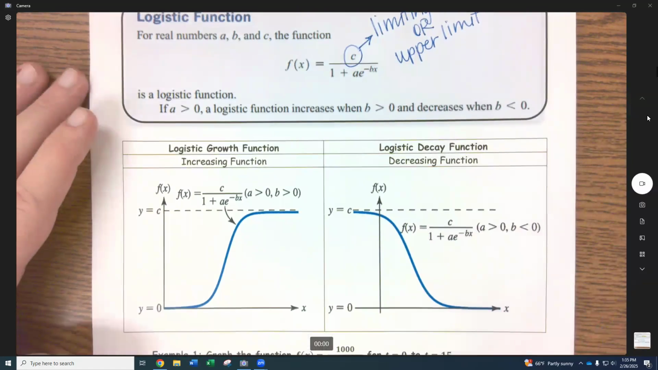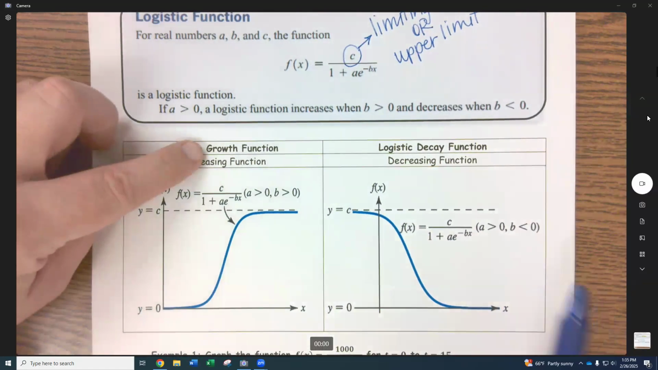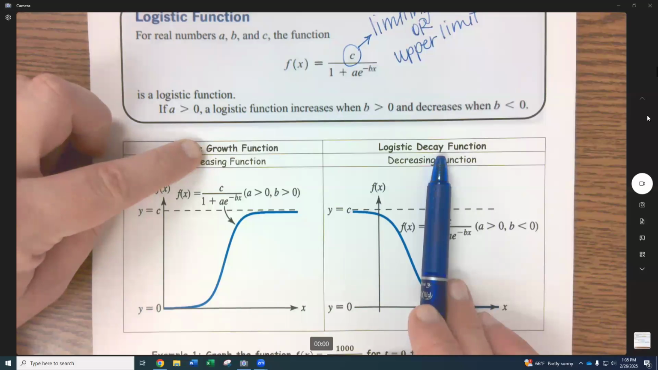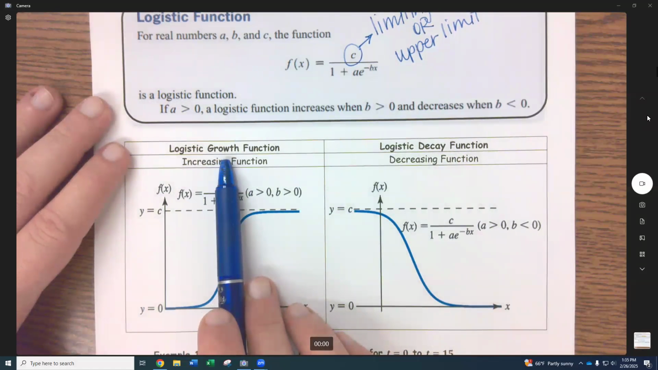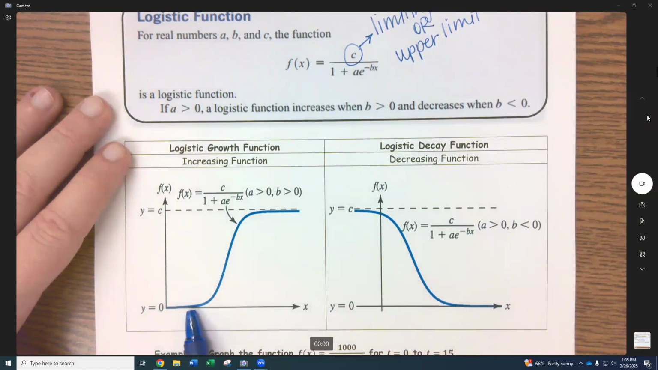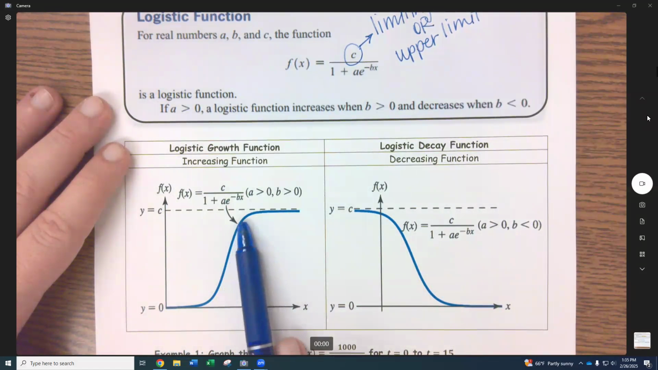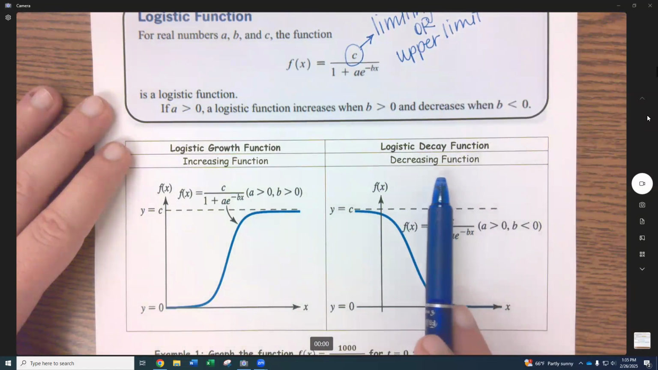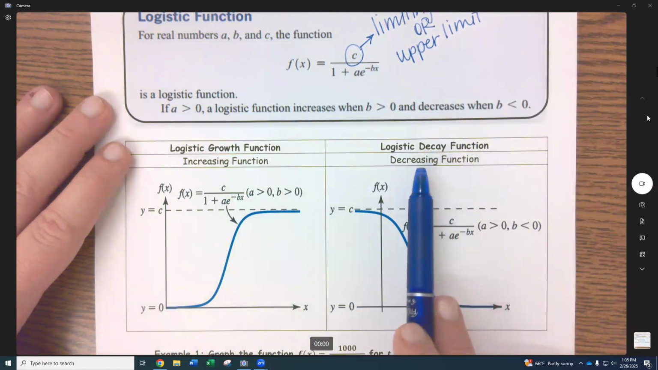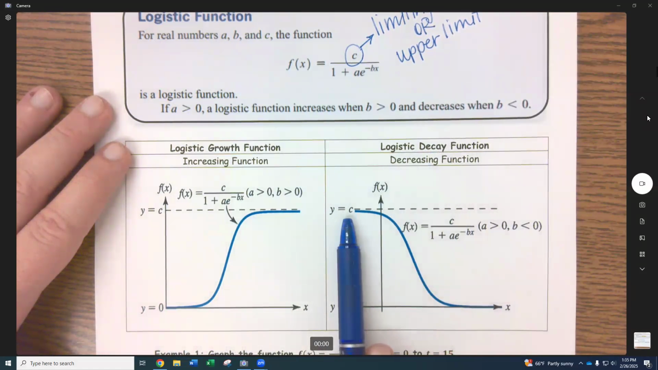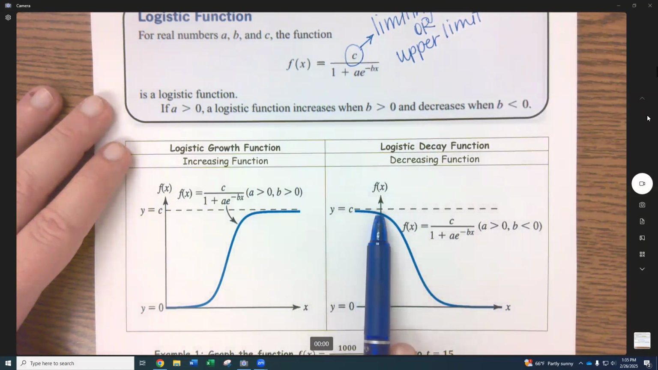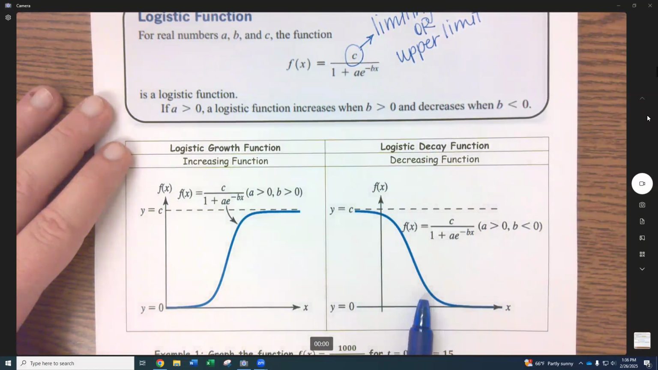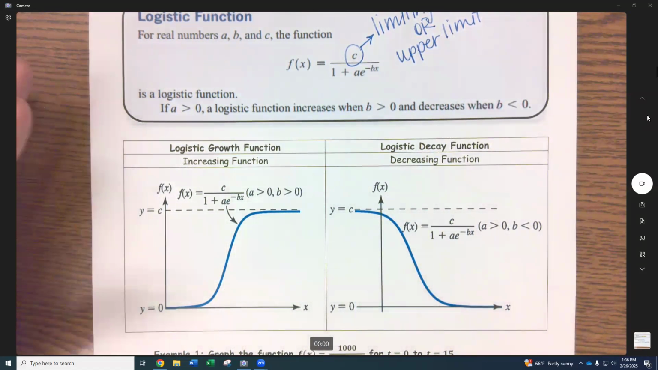Now, when we have logistic models, we can have two different types. We can have a growth or a decay, just like with exponentials. When we have a growth, it's going to start growing slowly, shoot up in the middle, and then start leveling off. When it is a decay function, it's going to be a decreasing function. It's going to start decreasing slowly, decrease really quickly in the middle, and then again, level off.